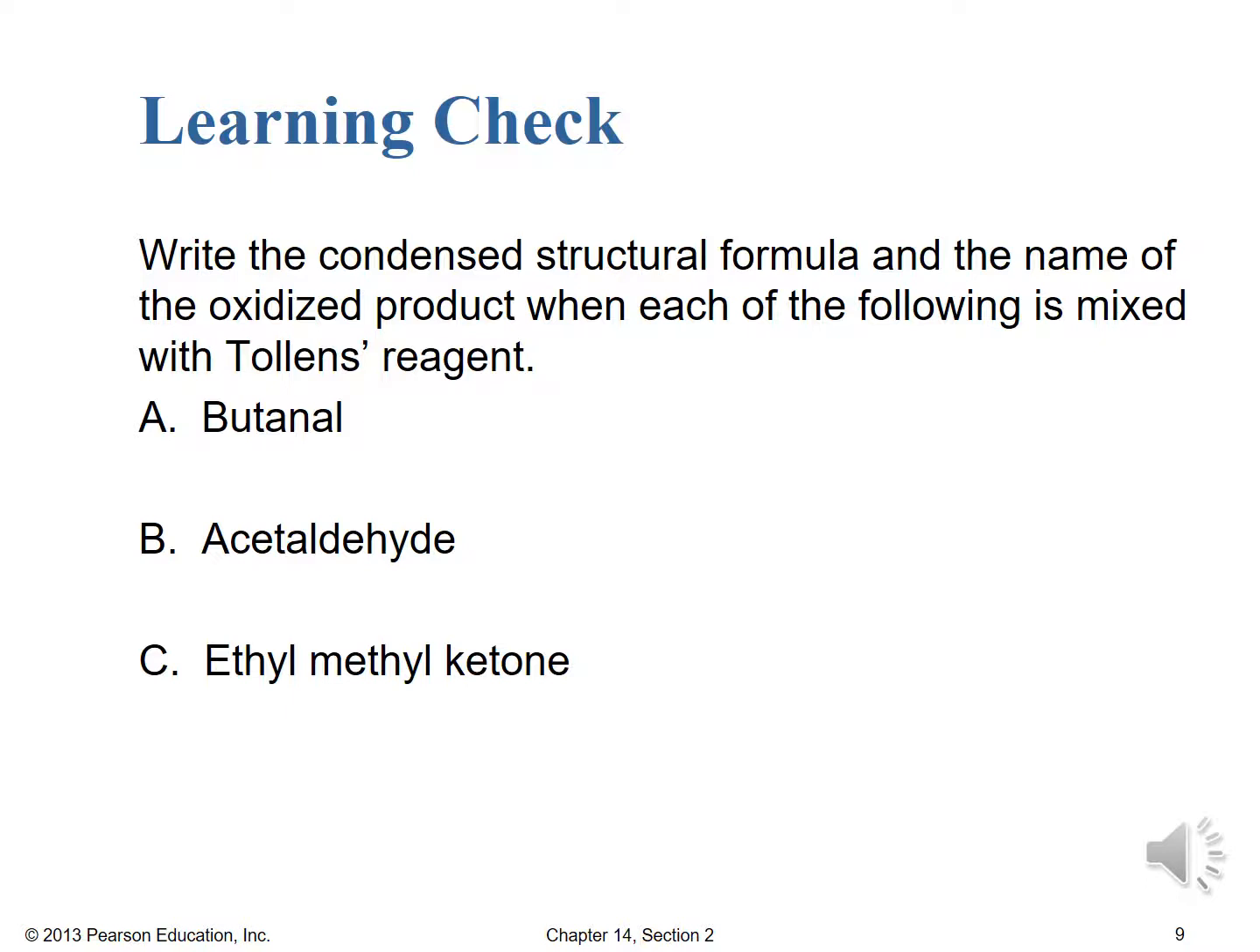Let's pause here for a learning check, see how you're doing with these concepts. This learning check asks that you write the condensed structural formula and the name of the oxidized product when each of the following is mixed with Tollens reagent. So butanal, acetaldehyde, and ethyl methyl ketone. So go ahead, write the condensed structural formula, or better yet, the skeletal structure of the product and name it for each of those interacting with Tollens reagent. Pause the video here while you do that work and start us back up when you're ready to check your work.